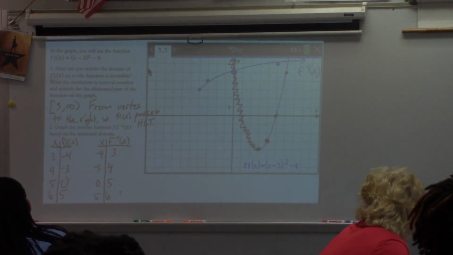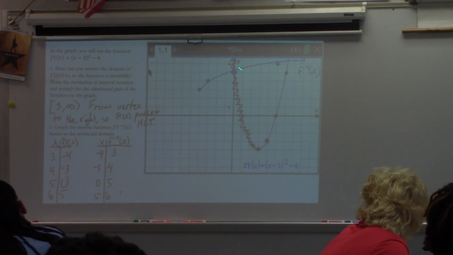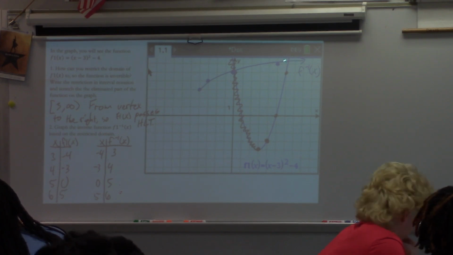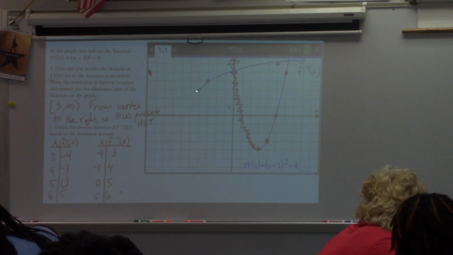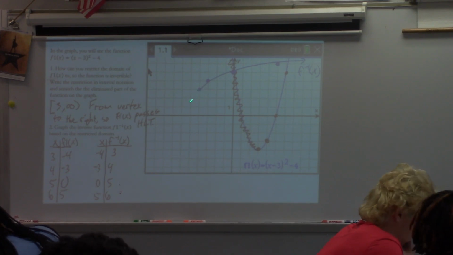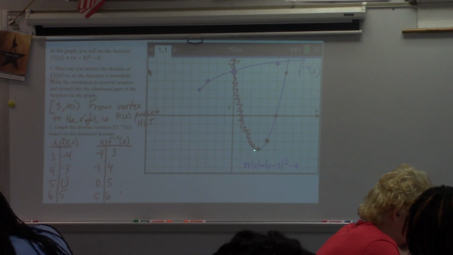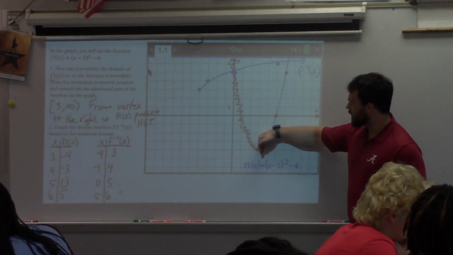Do notice if you are correctly restricting the domain, you're taking out that whole left-hand side so that you get a function that passes the horizontal line test. And notice that the inverse stops right there. It does not go past. It stops there, just like this parabola stops at the vertex. Okay? So, we did not go to the left of here.